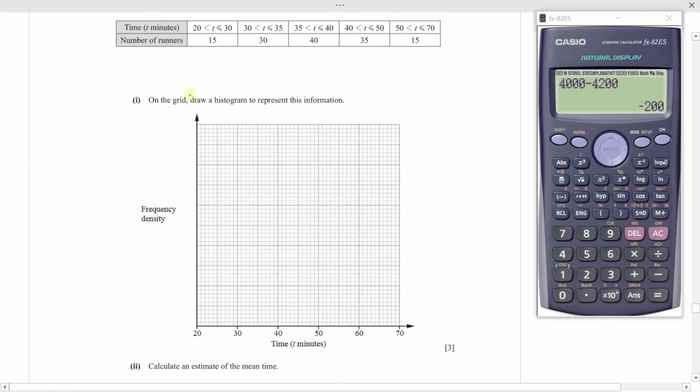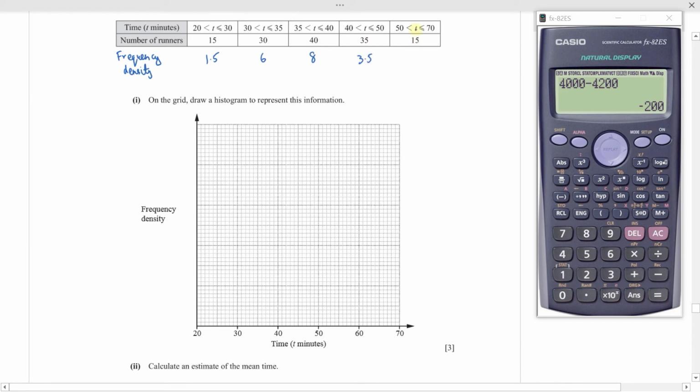So first we need to find the frequency density. So let me add another row here for frequency density, which is basically the frequency divided by the class interval length. So here the class interval is 30 minus 20, which is 10. So 15 divided by 10 is 1.5. Here you have frequency 30 and your interval length is 5, as 35 minus 30 is 5. So you will divide 30 by 5, which is 6. 40 again divide by 5, here the interval is 5 as well. So this will be 8. 35 divided by 10 will be 3.5.